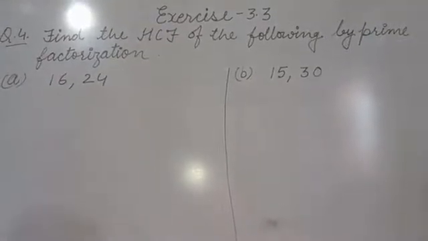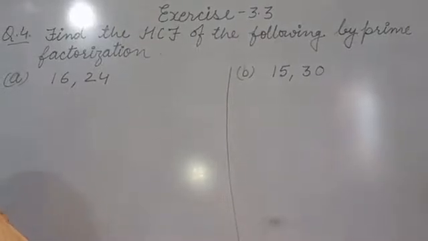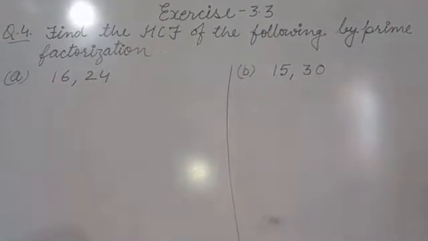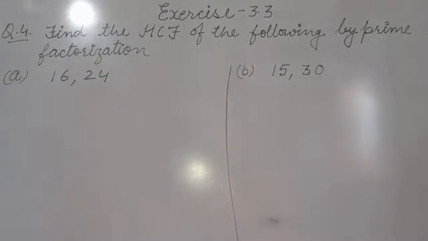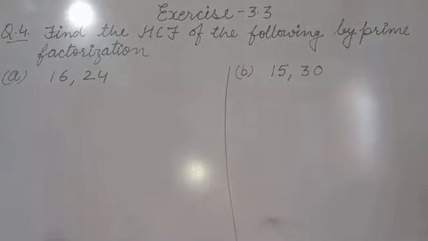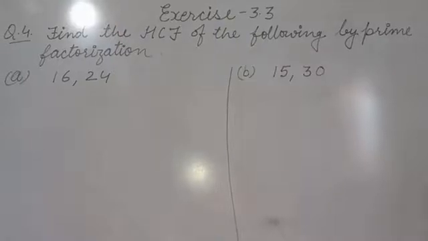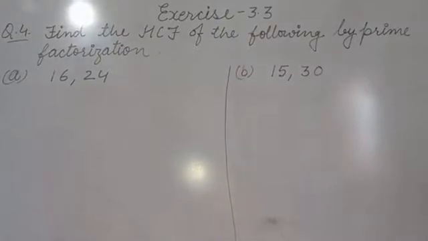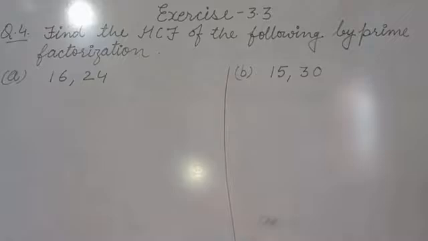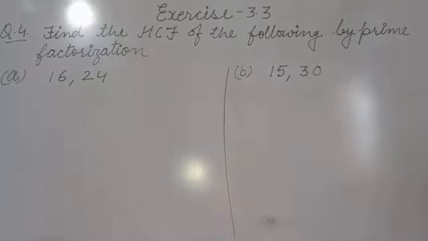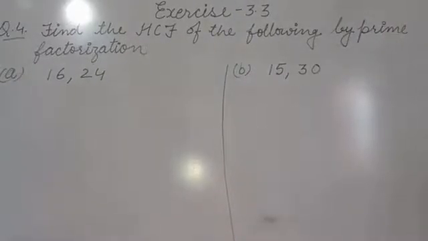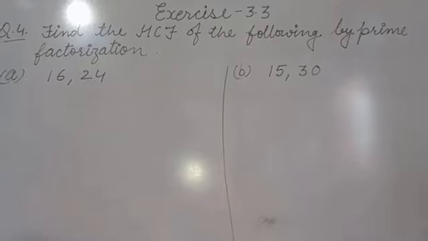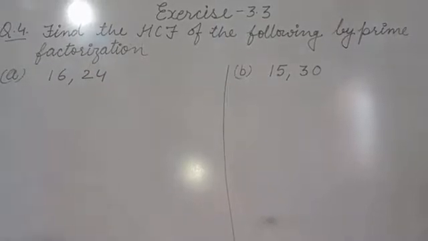Yesterday we found the HCF by the odd factor method, and here we find the HCF by the prime factorization method. First of all we should find prime factors, and then we have to find common factors. Then we have to multiply the common factors, because this is the prime factorization method.